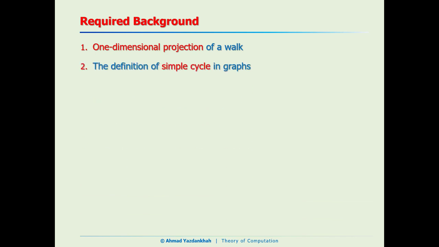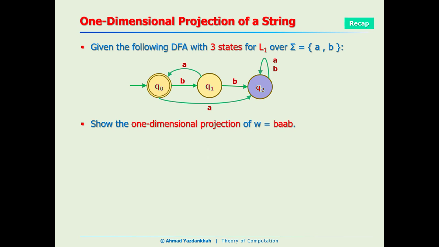Let's get started. To fully understand this topic, we need to review a couple of things. First, we need to review one-dimensional projection one more time, and also the definition and the meaning of the simple cycle in graphs, and also the pigeonhole principle that I assume you have learned in discrete mathematics, but very briefly I will cover that here. Okay, so what was the one-dimensional projection of a string?